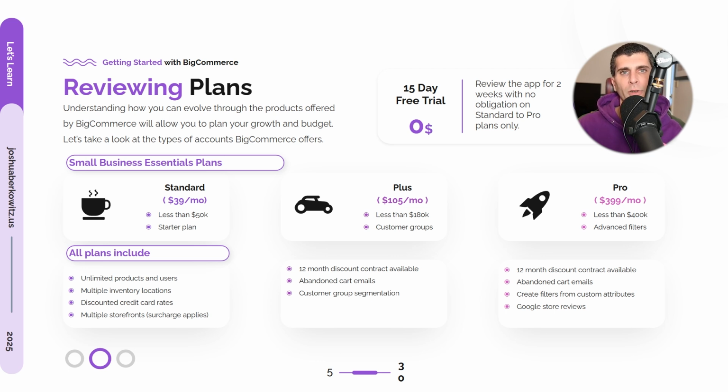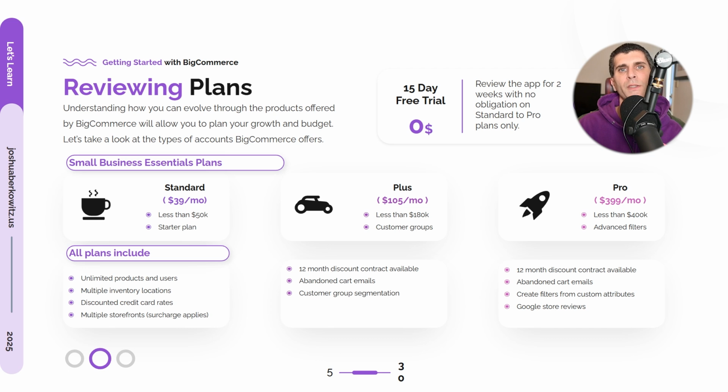And they offer a competitive package of features that allow you to integrate into your microservice or simply set up as a new shop. The Small Business Essentials plans start with a standard $39 a month plan, which includes unlimited products and users and multiple inventory locations.